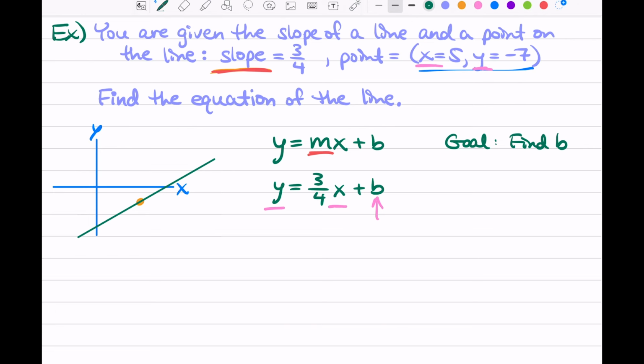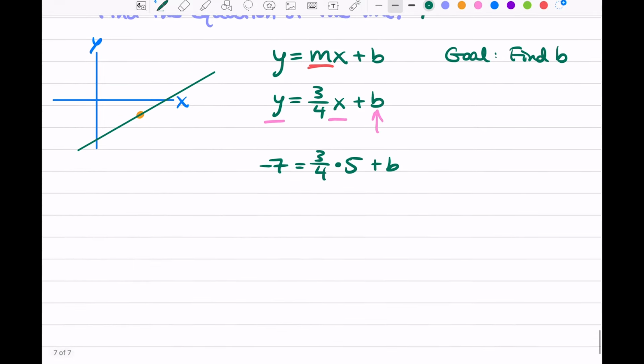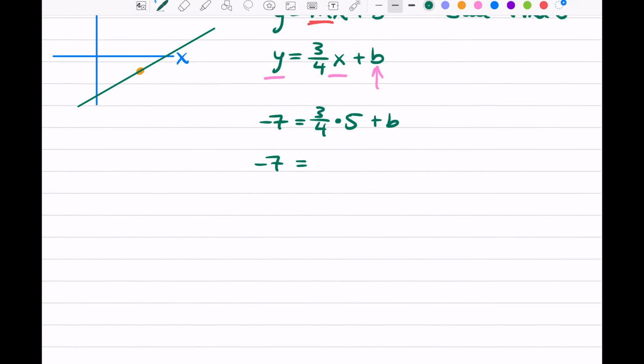Okay, let's plug in y, that would be -7, right? -7 equals 3/4 times x, which is 5, plus b. We're going to see that as 15/4. And now, we want to get b by itself. We want to figure out what it's equal to. So we subtract 15/4 from each side. Remember, we have to do the same thing to each side because it's an equation.